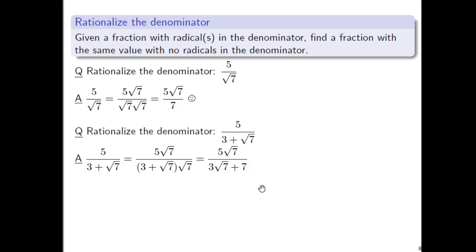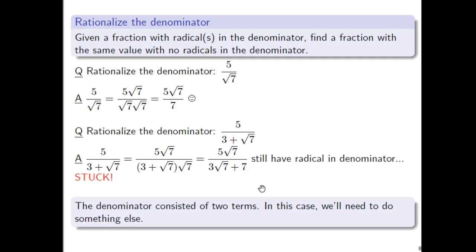And the root 7 on top and bottom will not cancel due to the plus sign in the denominator. So we still have a radical in the denominator. We're kind of stuck, at least trying this. So it's a good idea, it just didn't work. Here, please note that the denominator consists of two terms, 3 plus root 7. So the plus sign separates the two terms. And so in this case of having two terms, we'll have to do something a little different.